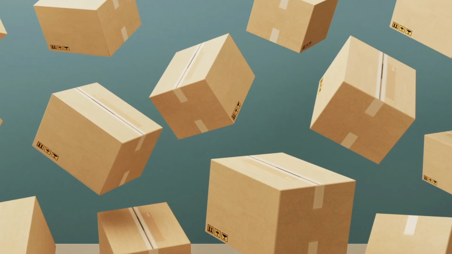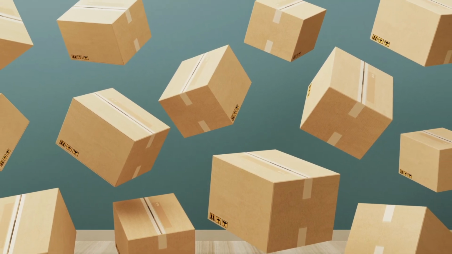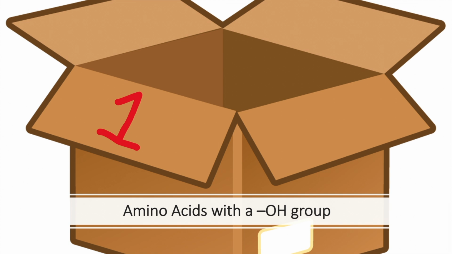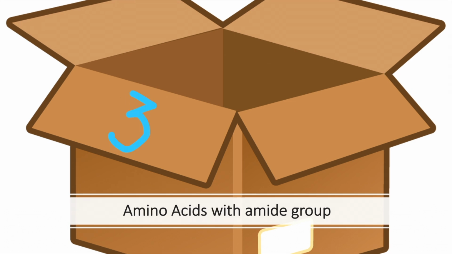So let's think of these as boxes, and we put each amino acid into the appropriate box. The first box would contain amino acids that have a hydroxyl group, that is an OH group. The second box will contain amino acids that have a sulfur atom in the R group. And the third box will contain amino acids that have an amide group.